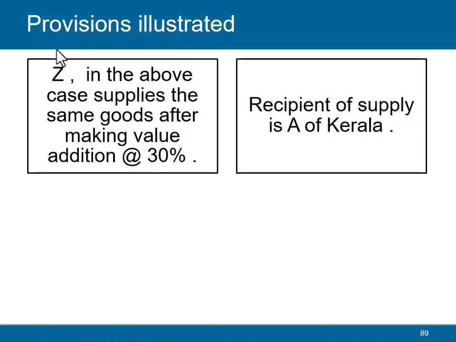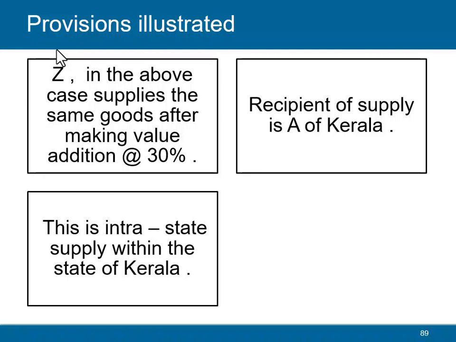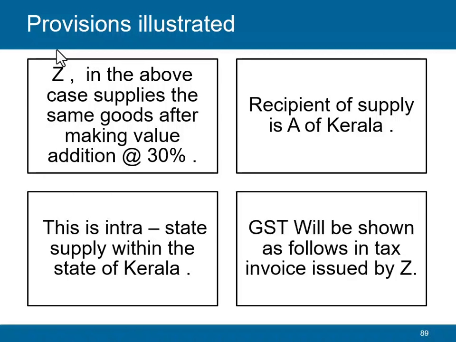अब वो चेंज चल रही है. Recipient of supply is A in Kerala. Now Trivandrum to Kerala within the state. Okay, this is an intrastate supply within the state of Kerala. GST will be shown as follows in the tax invoice issued by Z.